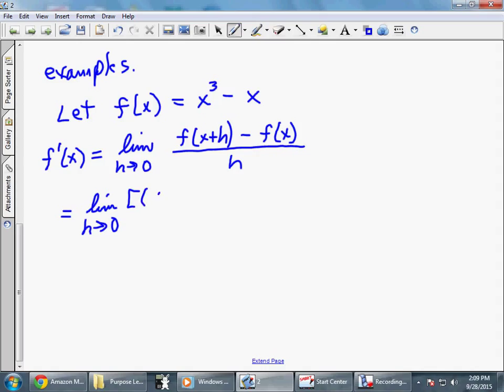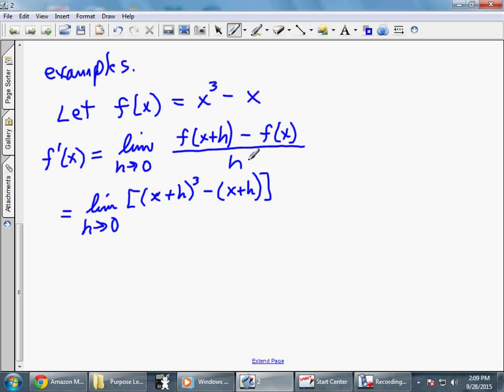Now we got to be careful. We had x cubed, right? So we have to say x plus h cubed. Then we had minus x, but we can't say x anymore. What do we have to say? x plus h. Okay, there's our first term. I know it's confusing. You got to stay in there. It's supposed to be confusing.